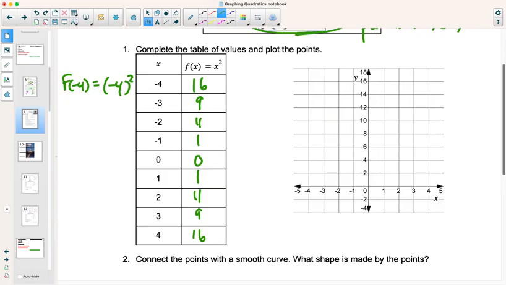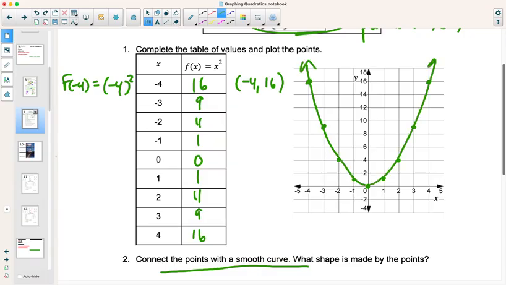But remember, all these numbers are points. Like this is (-4, 16). That's that point, so I'm going to graph that point. (-4, 16) right there. (-3, 9) right there. Remember, 9 is between 10 and 8. (-2, 4). (-1, 1). (0, 0). (1, 1). (2, 4). (3, 9). And (4, 16). And you can see the dots make this curve. Like it says, we're going to connect the points with a smooth curve. There we go. Don't forget to put your arrows at the end.